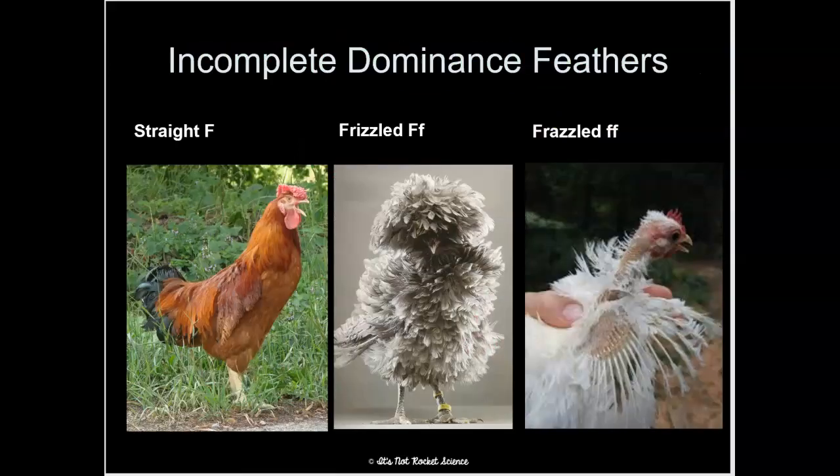So let's do a practice problem with that. Oh, I'm sorry, got ahead of myself. This would be another example of incomplete dominance in nature. Here, this is the straight allele. This is the frizzled allele. And if you are heterozygous, you end up with frizzled feathers. I think these guys are absolutely fabulous.